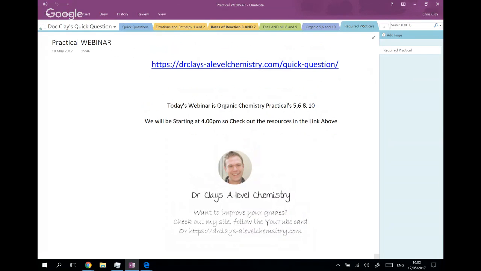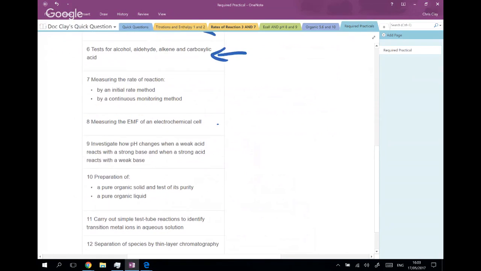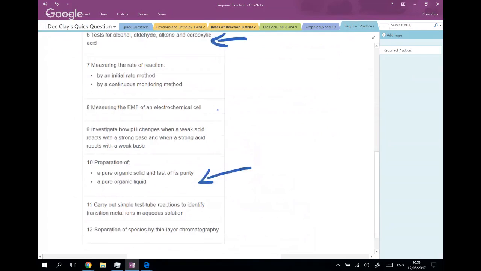So as we look here at the required practical content, we've got distillation of a product from a reaction. We've got tests for alcohol, aldehyde, alkene and carboxylic acid, and we've also got the preparation of an organic solid and test of its purity, and preparation of a pure organic liquid. That means we've covered all bar about 3 of the required practicals.